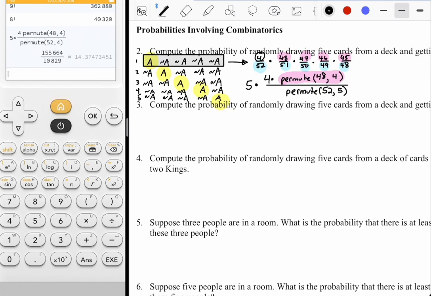Something went wrong here. It's supposed to be 52, 5, right? 5, yep.